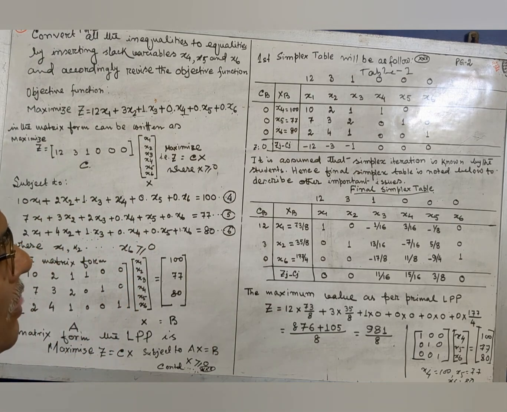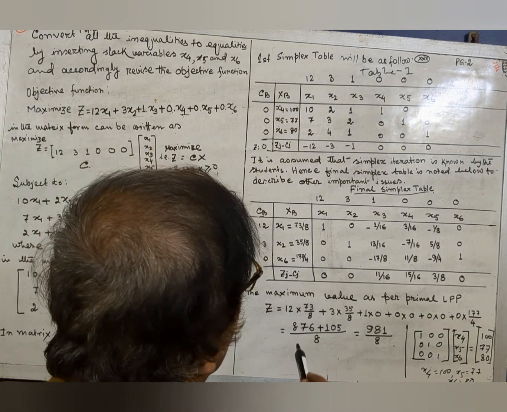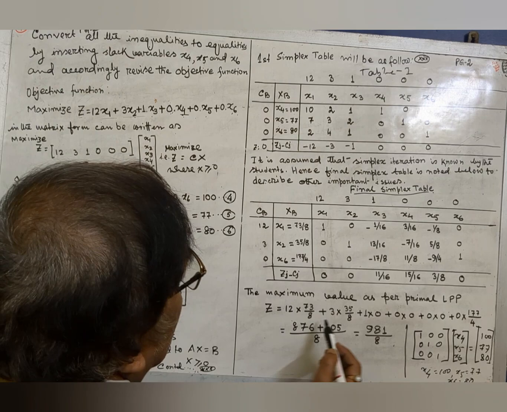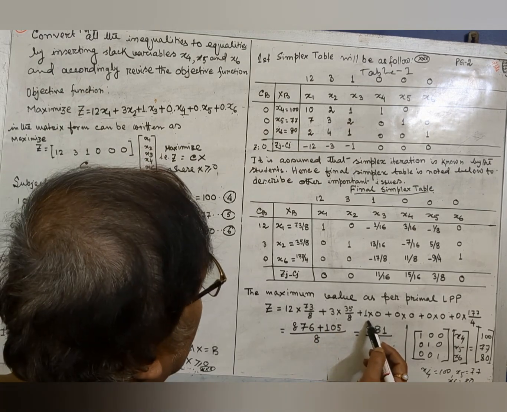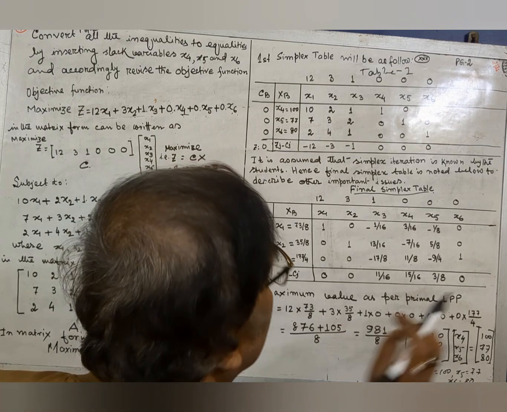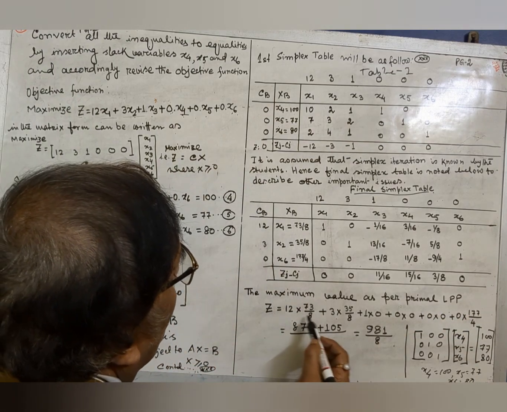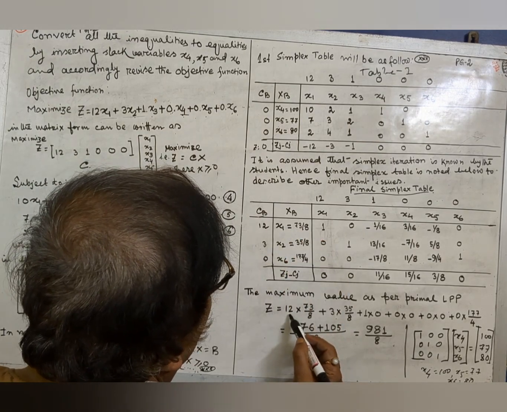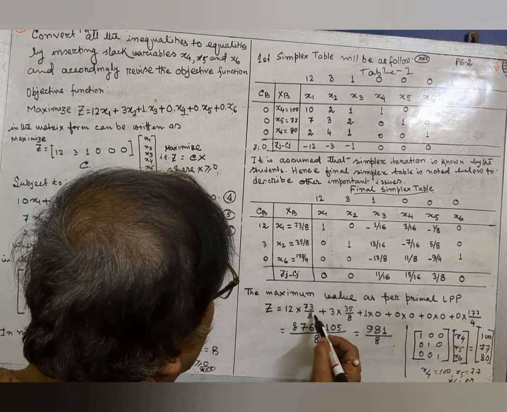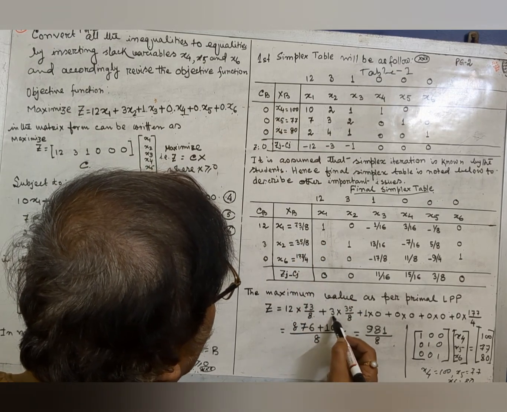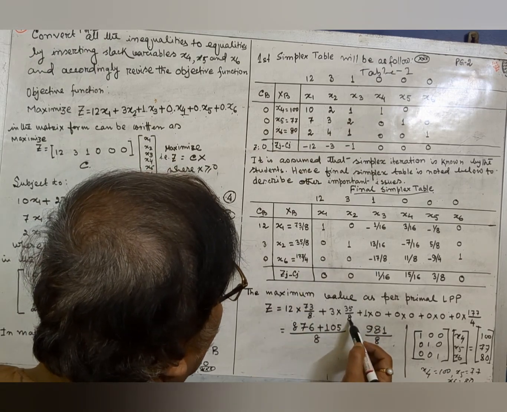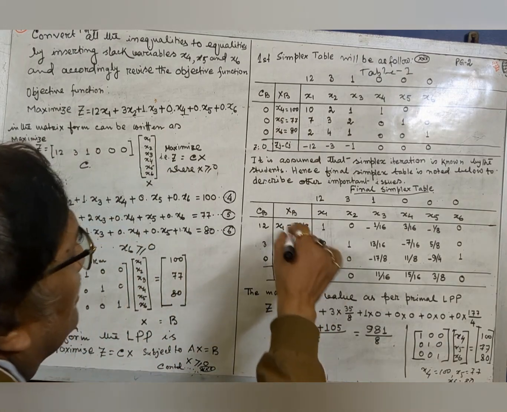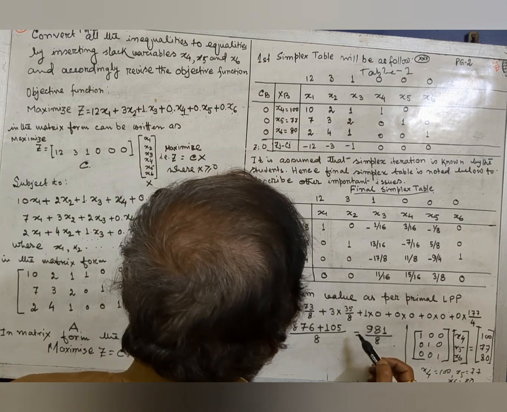Then what will be the maximum value for this problem as per the linear programming problem? The objective function is 12x1 plus 3x2 plus 1 into x3, and the rest is 0 into x4, 0 into x5, like that. So putting the coefficient of the variables and the solution, that is 12 into the value of x1, which is 73 by 8, plus 3 into the value of x2, this 35 by 8, plus 1 into x3. x3 is not available here in the basic column. That's why the value of x3 is equal to 0.